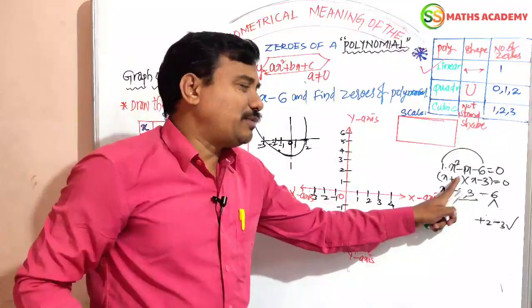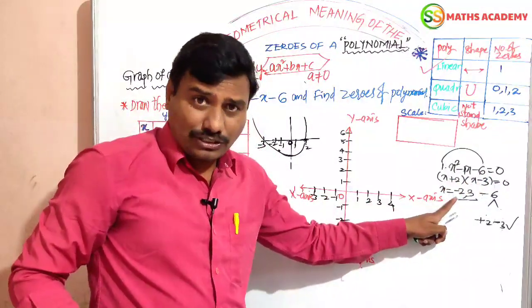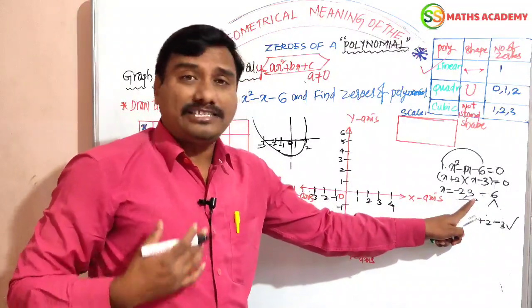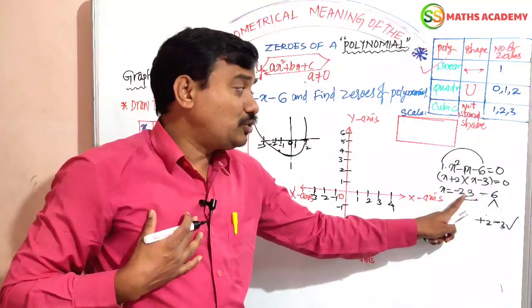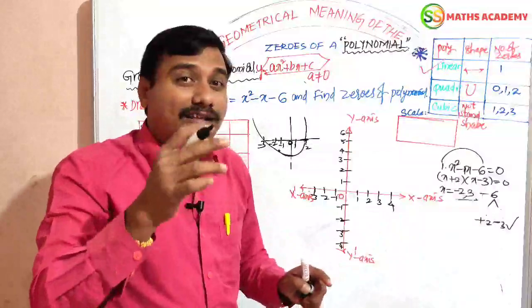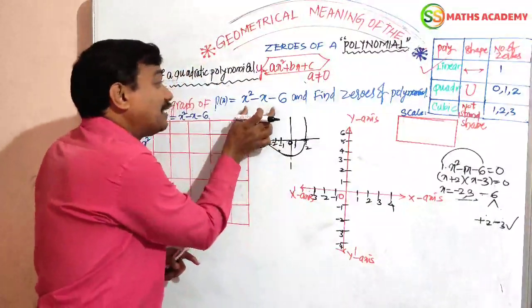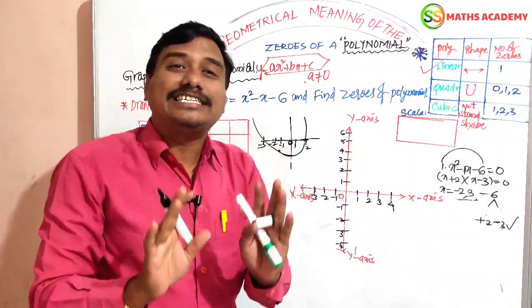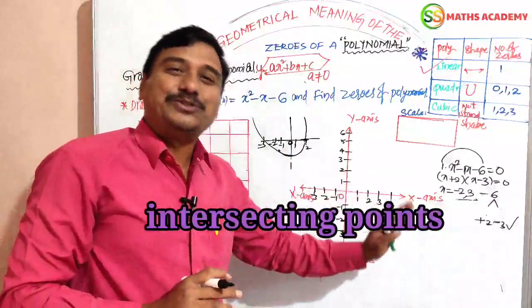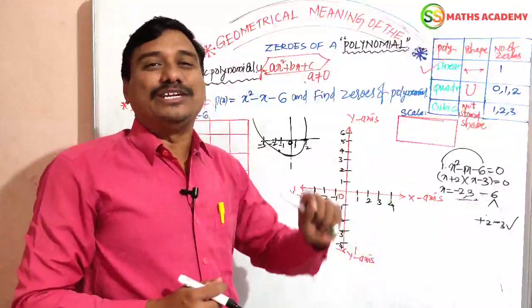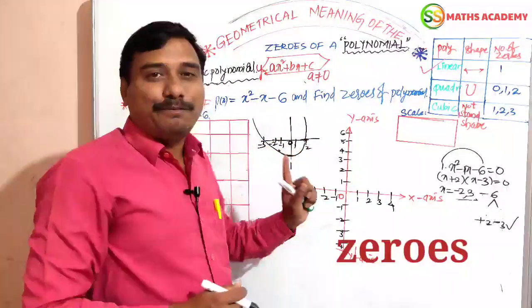So comparing x plus 2 equals 0, we should get x equals minus 2, and comparing x minus 3 equals 0, we should get x equals plus 3. These two zeros are the answer of this polynomial. These two values are the intersecting points, these two values are the x coordinates, and these two values are the zeros of the given polynomial.